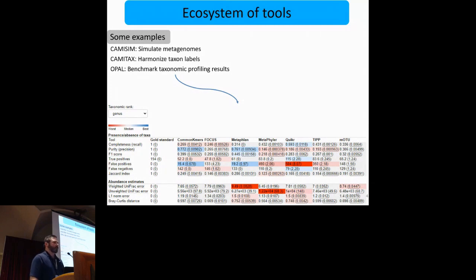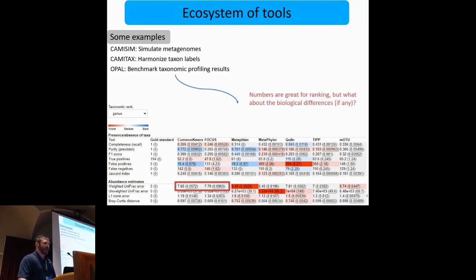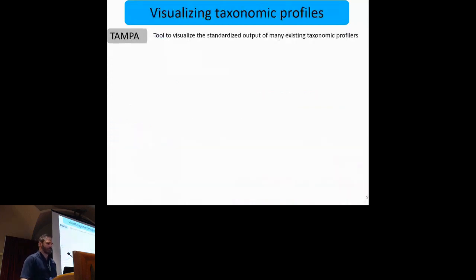That's great. These numbers are nice. However, when you end up with something like this down here with a weighted UniFrac, and you see a value of 7.65 and 7.79 for two different tools, what does that mean? These are great for ranking, but what is the actual biological difference, if any, for the different performance of these tools? So what we would like is a way to actually compare and visualize the outputs of these tools instead of just looking at their metric values, to get some more biological insight.